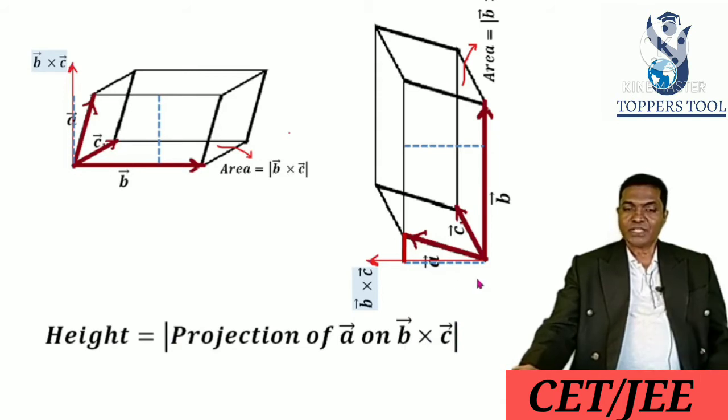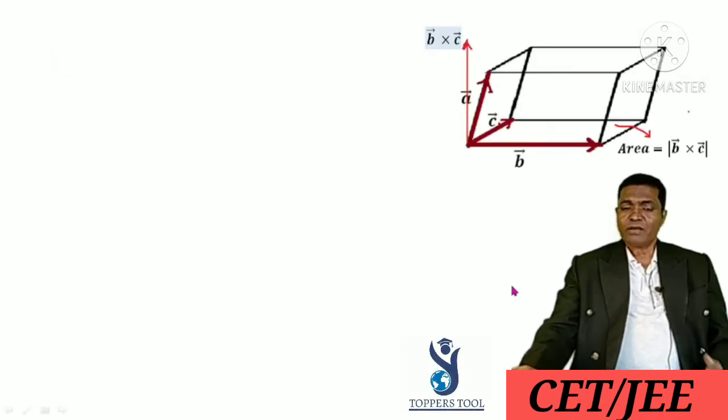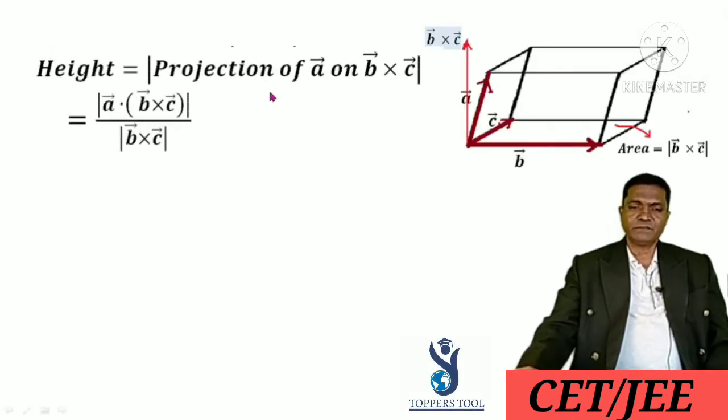and the height is always a positive quantity, so we take the mod of this projection. Okay, so the projection of vector A on B cross C is this length, which is nothing but its height. Okay, now by the regular definition of projection, how will you find the projection of vector A on vector B cross C? It is vector A dot vector B cross C by the magnitude of vector B cross C.